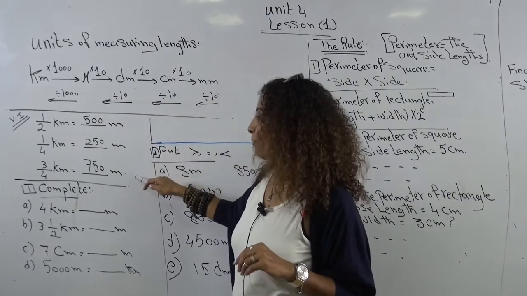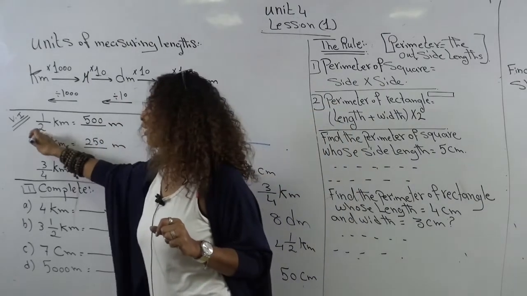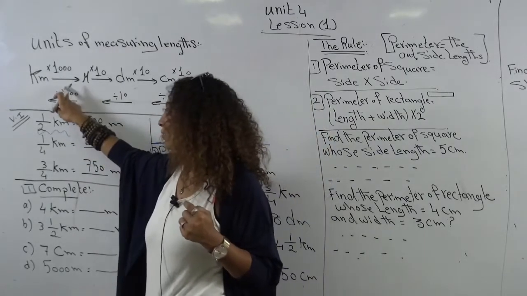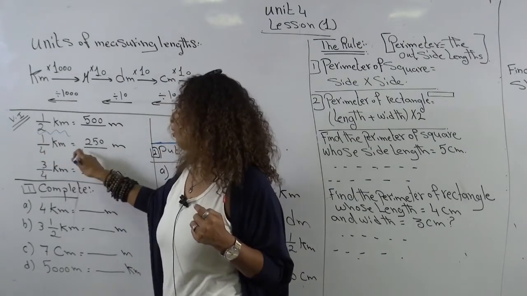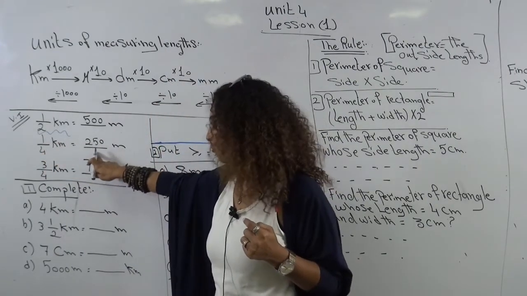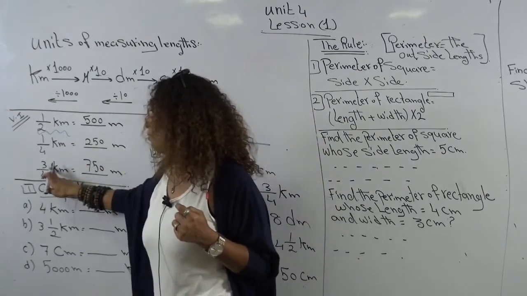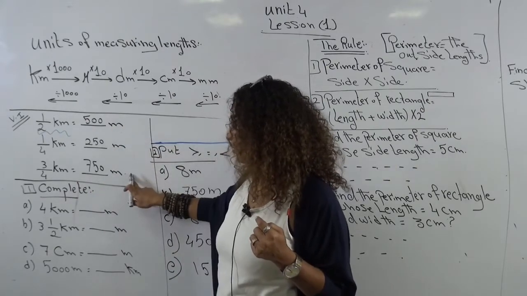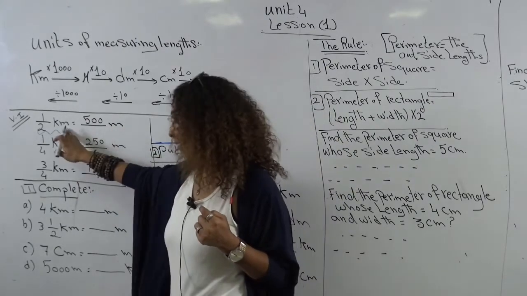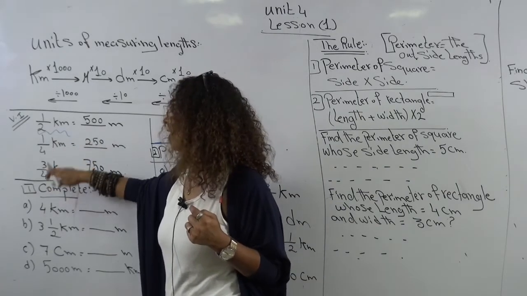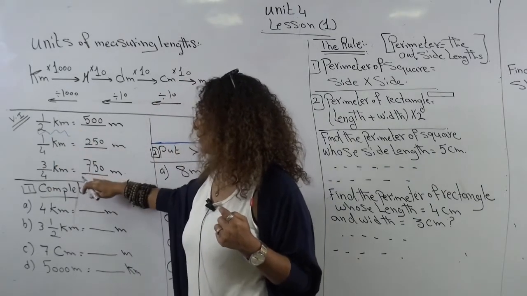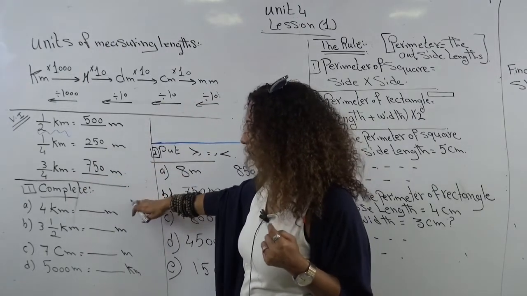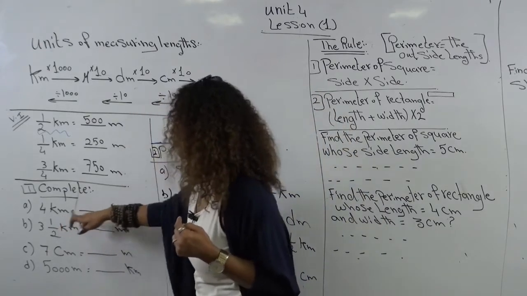This is a very important note that we have: half kilometer equals 500 meter, because 1 kilometer equals 1000. Quarter kilometer equals 250 meter. And 3/4 kilometer equals 750 meter. It's very important to study these rules for kilometer: half, quarter, and 3/4. It's 500, 250, and 750. So let's solve the first example here to know how we can solve this type of example.